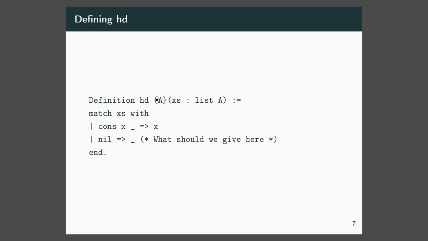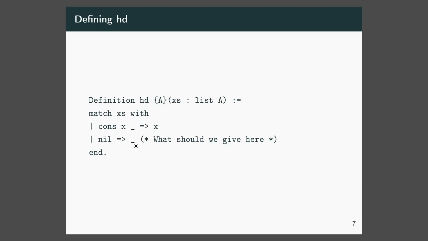It's a type variable, but in Haskell the point is that free variables are kind of implicitly for all quantified. But here you have to be explicit about it. The fact that I have put it in curly brackets means that I can call this head without giving A, because the Coq system will figure it out whenever possible. So the obvious way to do it is that you match on xs, and if it looks like cons x something, then you return x. But if it is nil, what should we give here?